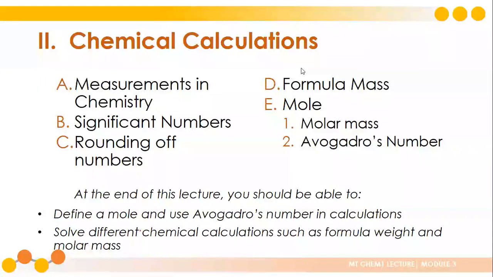A quick review of our outline for part 2 of module 3. We've already finished discussing measurements and chemistry. We've already discussed significant numbers, rounding off numbers, and scientific notation. We'll now move to formula mass.